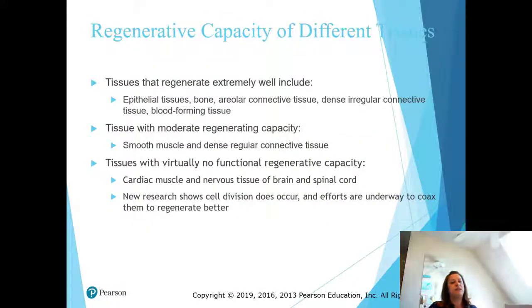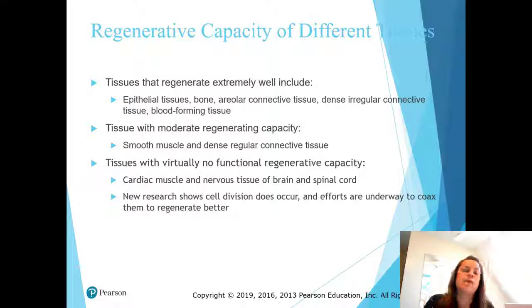But this doesn't happen the same way in every tissue. Some tissues regenerate really, really quickly: epithelia, bone, dense irregular, anything like that. Tissues with moderate capacity can sort of fix-ish: smooth muscle, dense irregular. Some tissues can't repair at all: heart, nervous tissue, things like that.